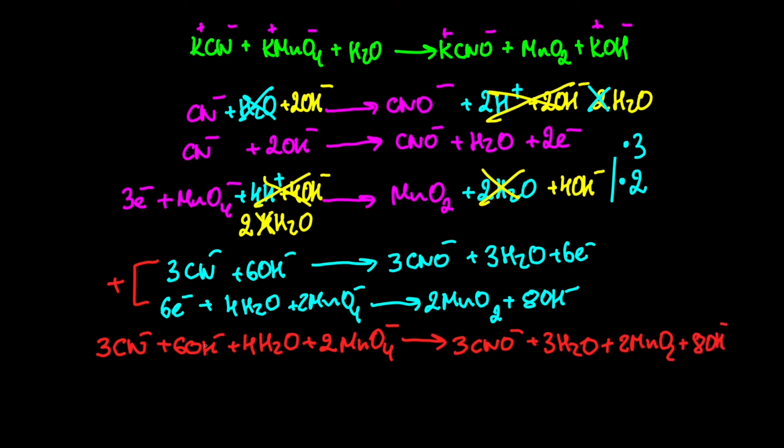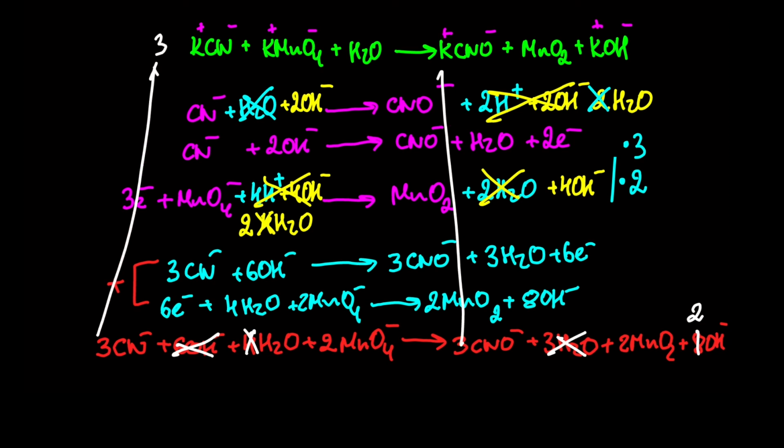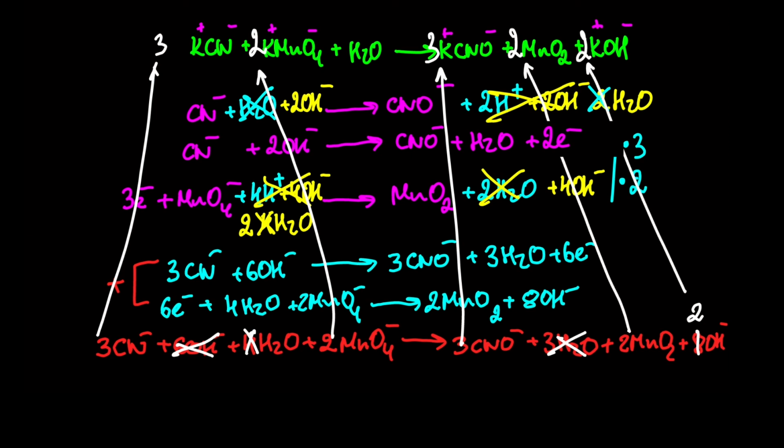We can cancel OH- ions and are left with 2 on the right side. And also we eliminate water molecules and are left with one H2O molecule on the left side. All that's left is to write coefficients in the actual reaction. 3 in front of KCN and KCNO. Also, we can write 2 in front of KMnO4, MnO2, and KOH. And in front of the water molecule, we don't write anything. Now, we have a fully balanced reaction under basic conditions.